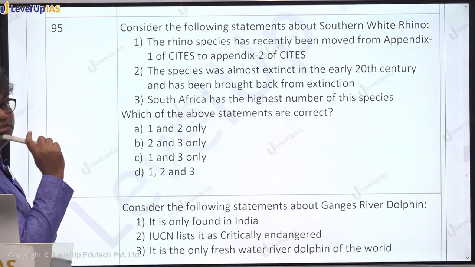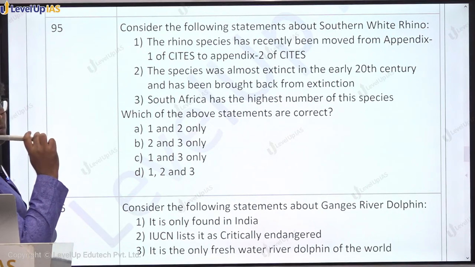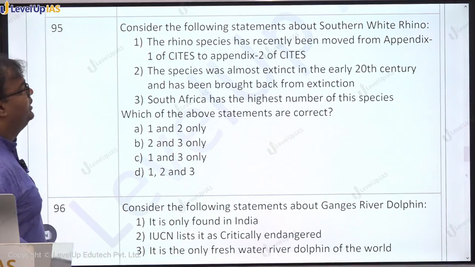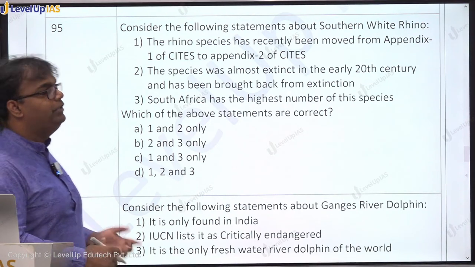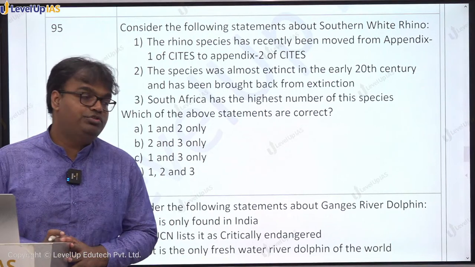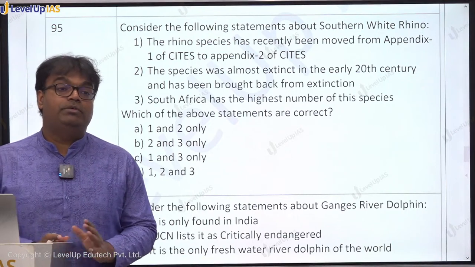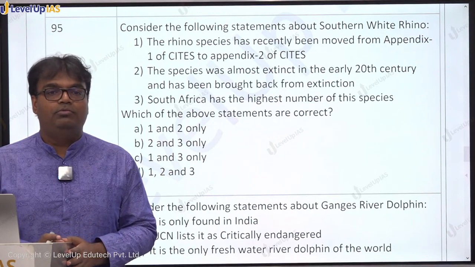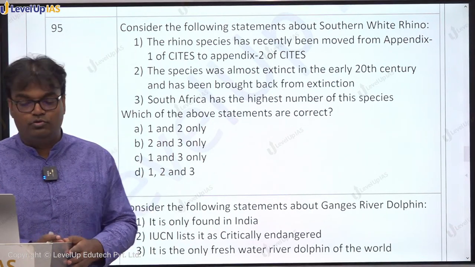95. It's there in your notes. I have taught it. Southern white rhino. D is the answer. It was recently moved from appendix 1 to appendix 2 of CITES. This was the main news where we said there was some criticism also. The numbers are still not that great and thus it should not be moved from appendix 1 to appendix 2, but it was moved to appendix 2.